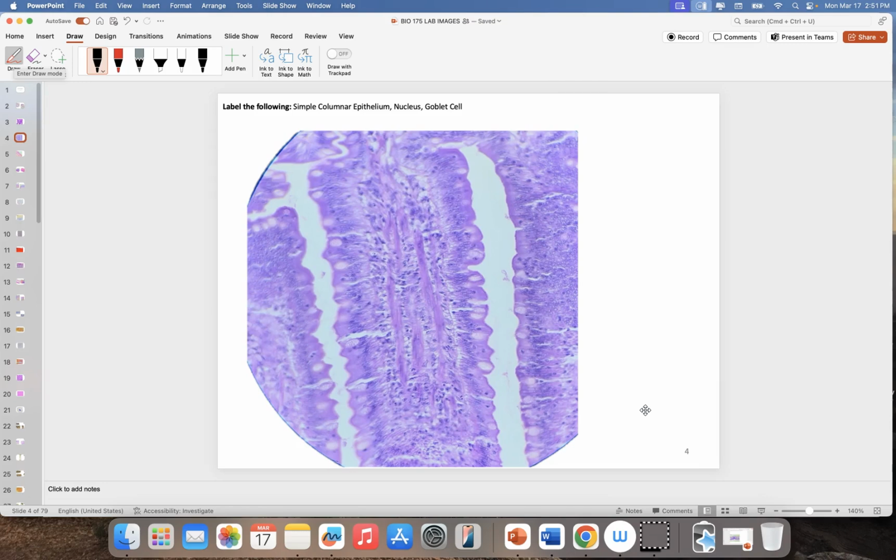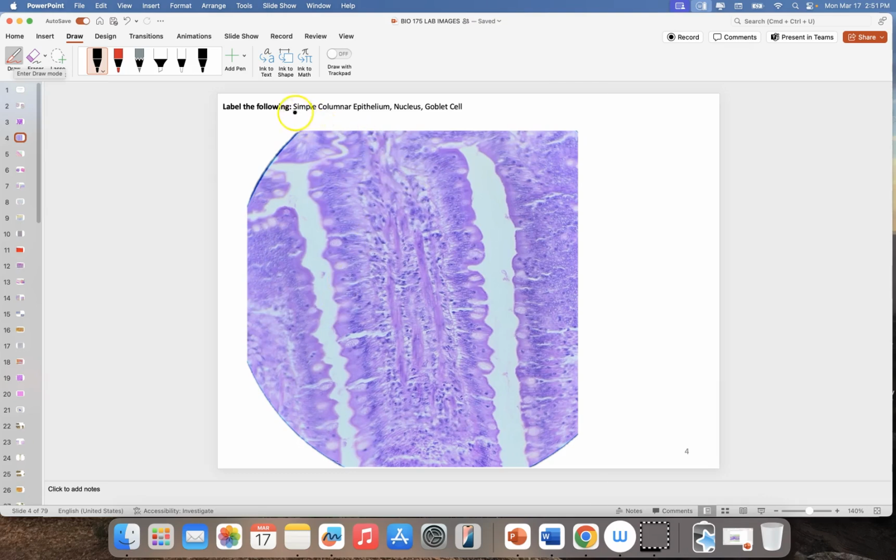Here we are taking a look at simple columnar epithelium underneath the microscope, and we're going to talk about how we can recognize this tissue underneath the microscope. Simple columnar epithelium can be found lining the stomach, lining the intestines, lining the gallbladder, lining the uterine tubes, and it can be found in the collecting ducts of the kidneys.